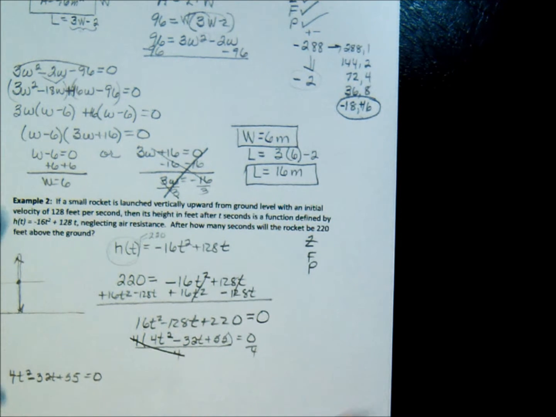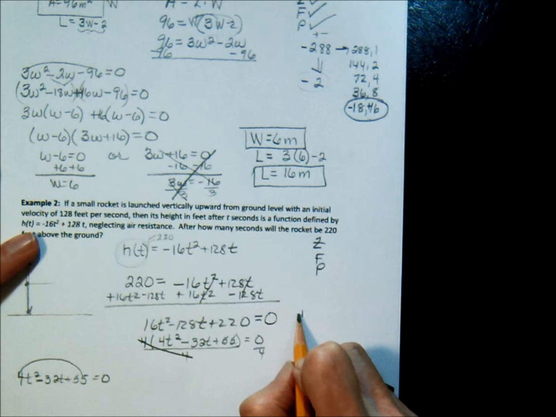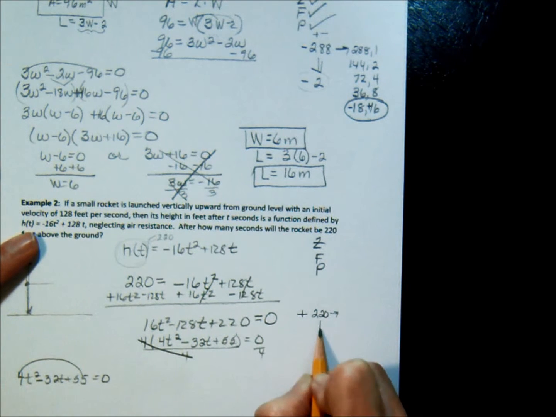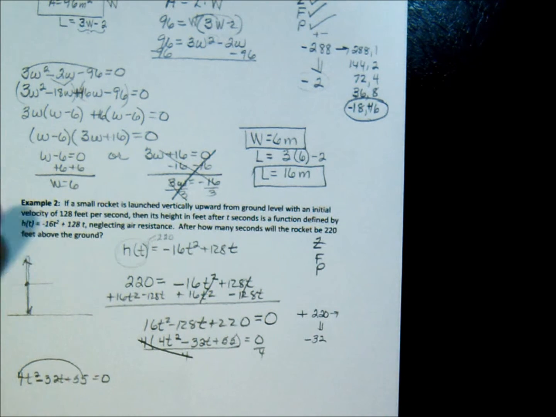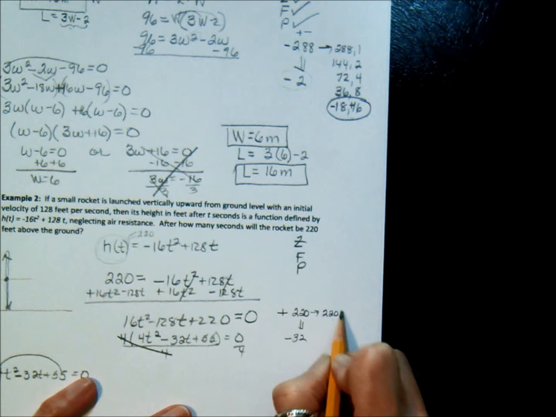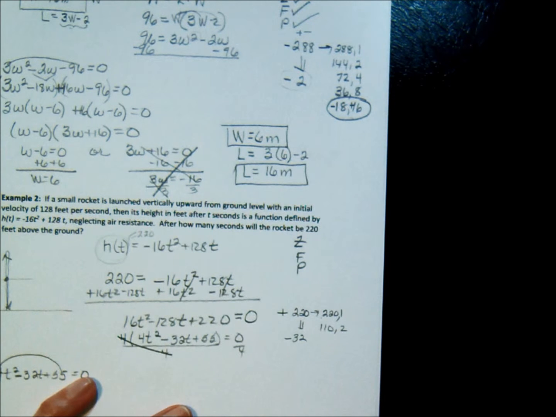Now we still have quite a factoring task in front of us, because this is a long process, and I'm going to have to multiply 4 times 55 and get positive 220. And I need factors that add up to negative 32. Not knowing what they are, we're going to list all of them. So 220 times 1, divide by 2, multiply by 2. Divide by 2, multiply by 2.